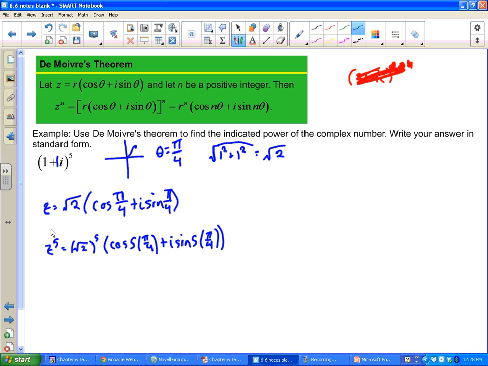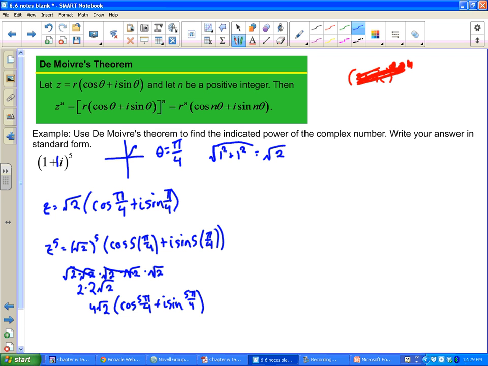Let's simplify this. It says to write our answer in standard form, which means we're going to be doing some distributing. The square root of 2 to the 5th is going to be, well, you'd have square root of 2 times square root of 2, and you'd keep going, 5 times. So these two become 2, these two become 2, but I have 1 left over to be the square root of 2. So if I simplify that, that's 4 square roots of 2. And then inside I have cosine of 5 pi over 4 plus i sine of 5 pi over 4.